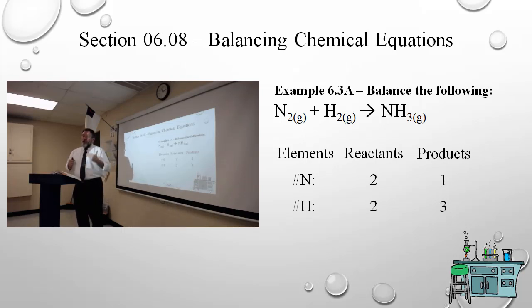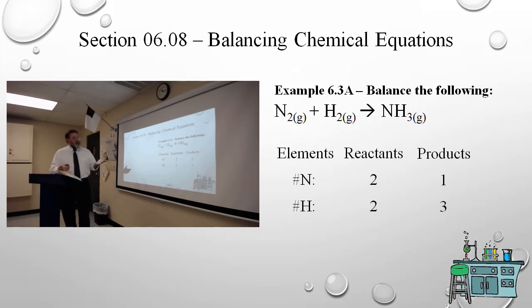Another encouragement, always save atoms of elements. So save elements and homonuclear diatomics for last. Because you don't want to tweak the coefficient of a homonuclear diatomic, because if you save it for last, it's an easy cleanup. Okay? It's an easy cleanup, and you'll see that when we do a couple of these examples.